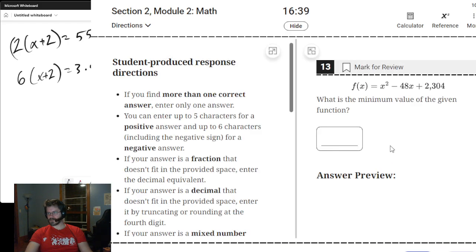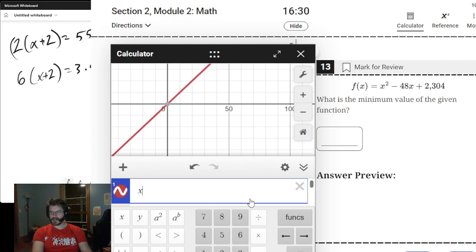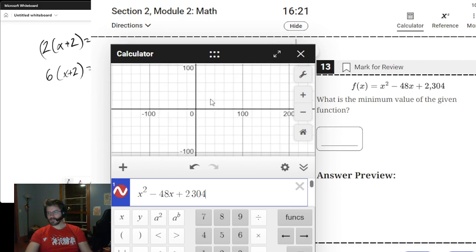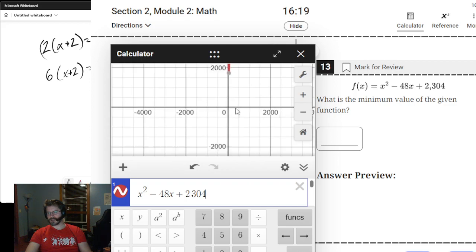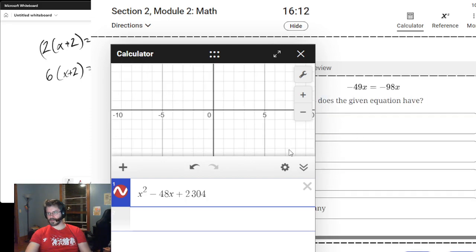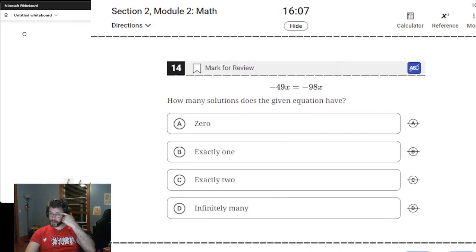Sorry, I'm going to start going a little faster because we're running out of time. Minimum value is the y-coordinate of the vertex, so just jam this bad boy into Desmos. x squared minus 48x plus 2304. And this is going to be way up there. You'll have to zoom in for a minute, but they do give that there, 1728. Don't be afraid of that. And you can always just hit the home button and it brings you right back to the origin.